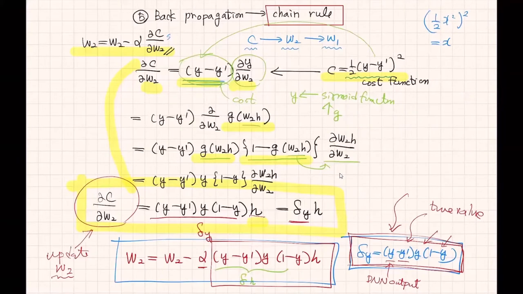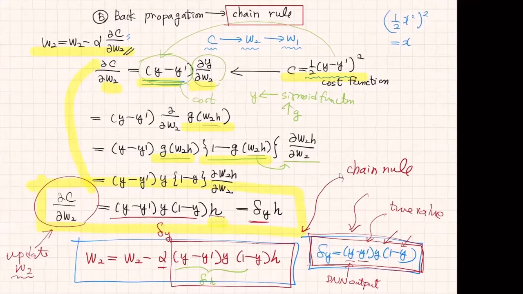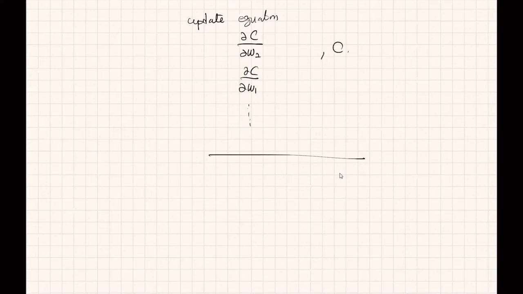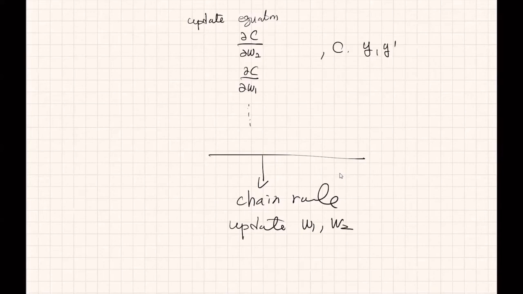So this equation is called the chain rule. In a similar fashion, you can find the update equation for W1. If you have all these derivatives, the cost function and H, and of course if you know the Y and Y dash, then you can develop the chain rule and you can update W1, W2. Those are the chain rules.